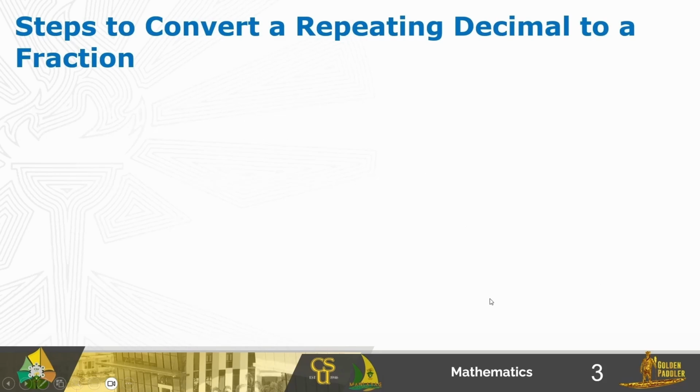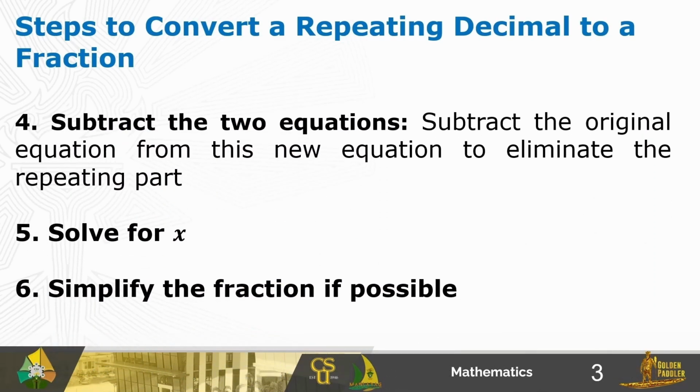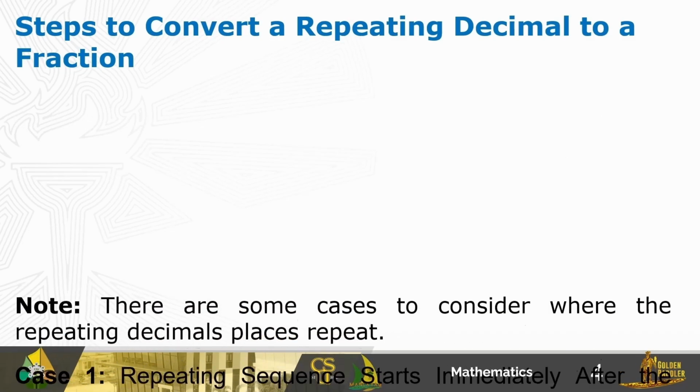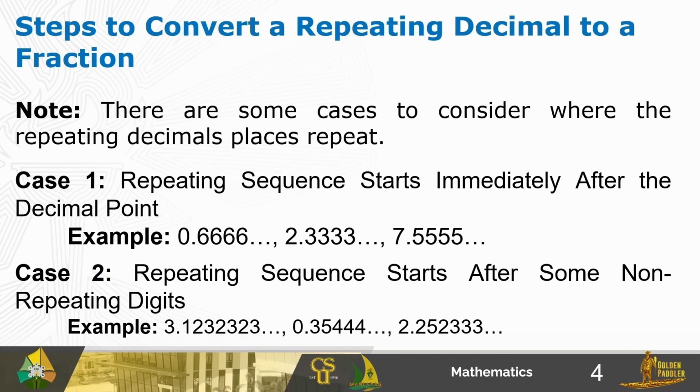This power of 10 should move the decimal point to the right such that the repeating part aligns with itself. And for step 4, subtract the two equations. We have to subtract the original equation from the new equation to eliminate the repeating part. Then solve for x, and the last step is to simplify the fraction if possible. Note that there are some cases to consider where the decimal places repeat. So we have case 1 and case 2.